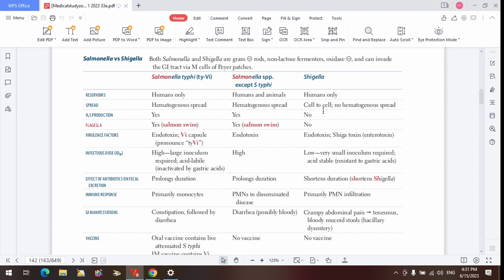The three of them can produce endotoxin. Of course, they are gram negative, so they have endotoxins on their outer membrane. If there's a disseminated infection, they can cause septic shock. But in addition to that, on the capsule of Salmonella typhi there's a Vi antigen that assists with its virulence, protecting it from immune response and assisting its infectivity.